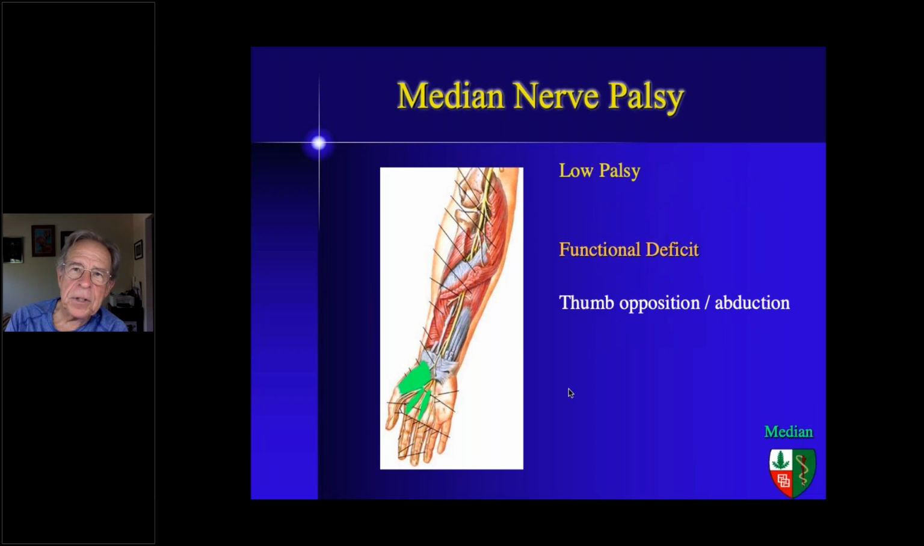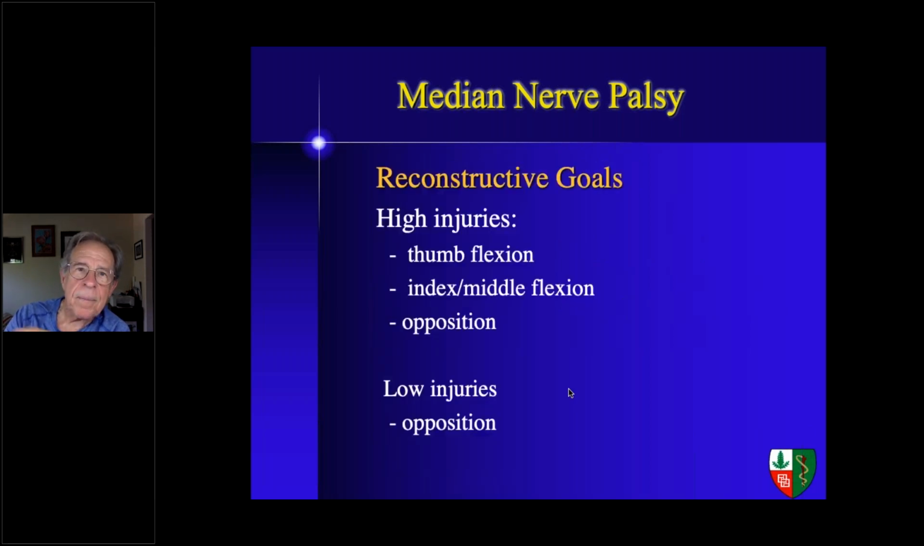For low palsy, the functional deficits are primarily those of the loss of the intrinsic muscles, thumb opposition, and flexion abduction. The reconstructive goals for high injuries include restoring thumb flexion, index and middle finger flexion for a stable grasp, and opposition. For the low injuries, it's primarily restoring opposition.